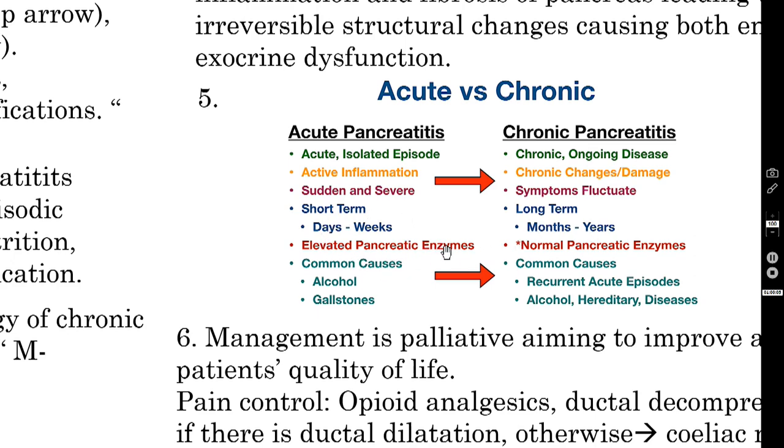Acute has elevated pancreatic enzymes, but in chronic pancreatitis, the pancreatic enzymes, amylase and lipase, are normal. Common causes of acute are alcohol and gallstones. Here, common causes are recurrent acute episodes and alcohol also, and hereditary is another important cause.